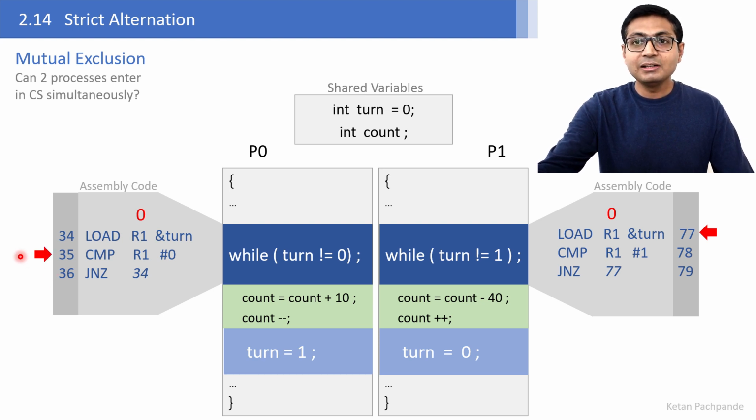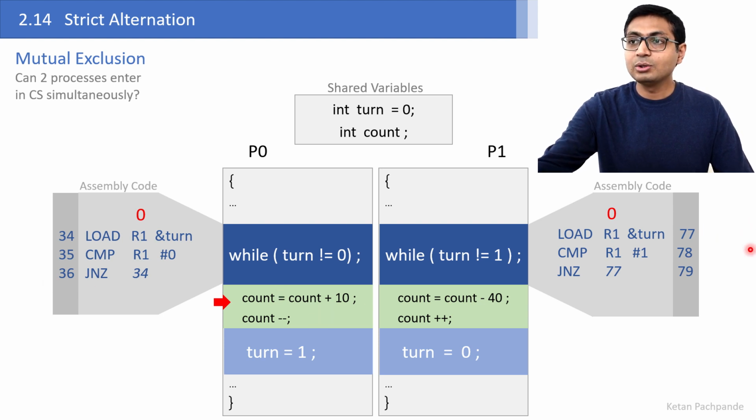So it will compare the value of the register, which is 0, with 0. So what is the comparison? 0 not equal to 0. The condition is false. Means the next statement, JNZ, is not going to jump and the program counter will proceed into the critical section. Meanwhile it is in the critical section.